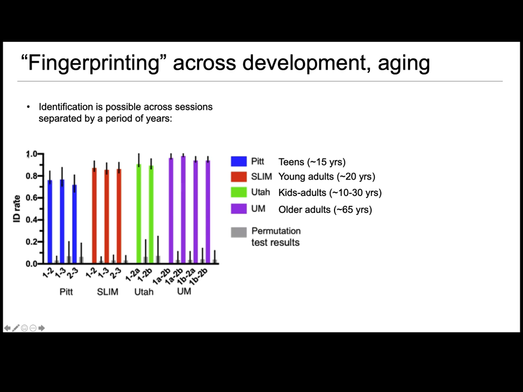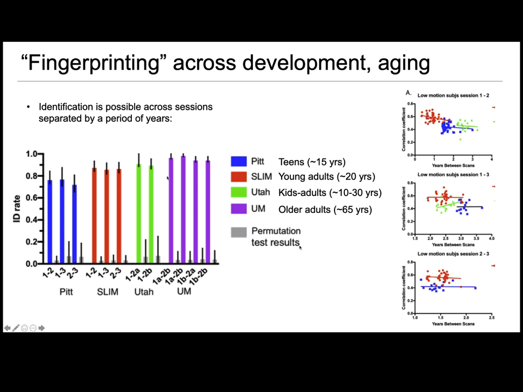The point here is that ID rate is on the y-axis, and then, for example, identification between sessions 1 and 2, sessions 1 and 3, sessions 2 and 3. The gray bars are chance, so all of these are well above chance, and these are scans separated by, on average, about 1 to 3 years. So there's some stability, at least on that time scale.